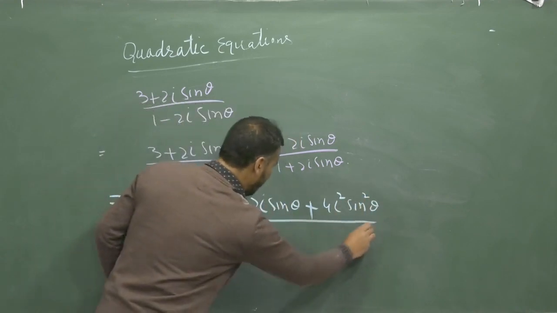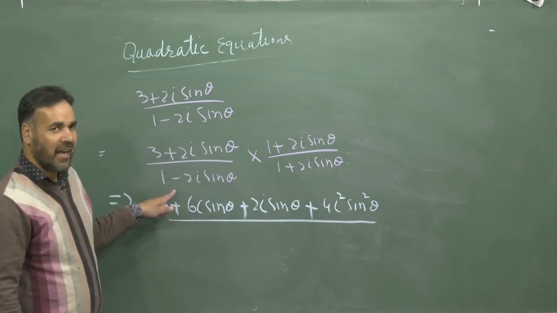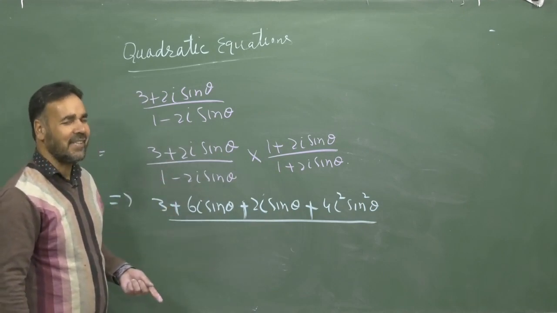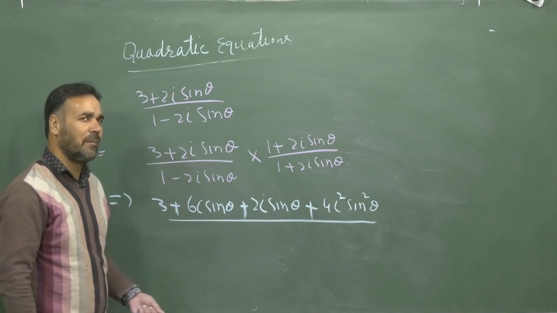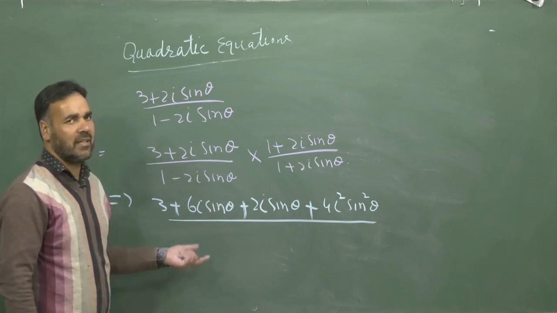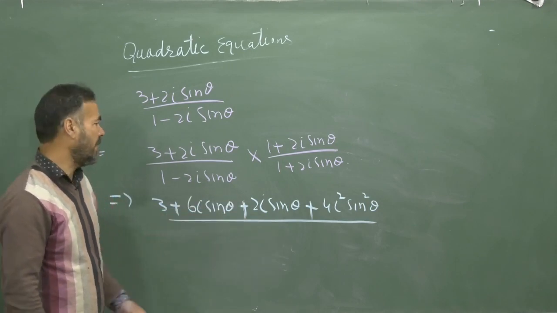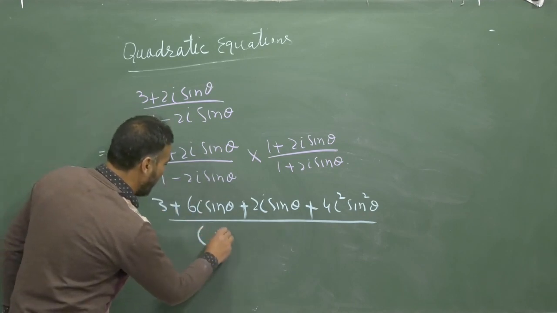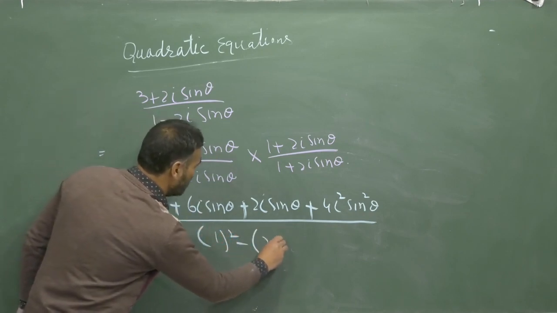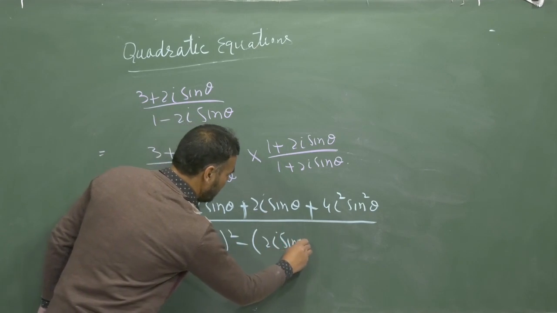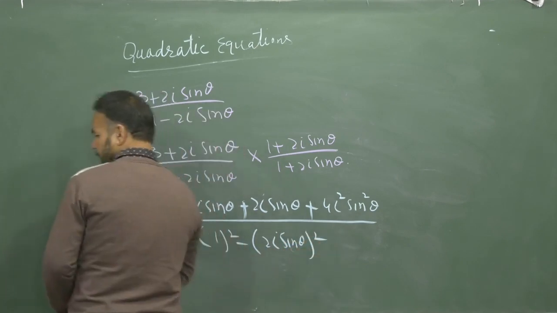Whole divided. And you know that when you rationalize the denominator, the denominator is always in the form of a plus b into a minus b. That is a square minus 2 iota sine theta whole square.